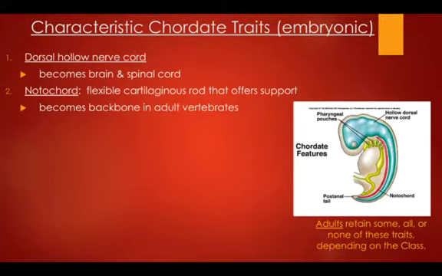The notochord starts off as a flexible cartilaginous rod that offers support. Before we have a true bony skeleton, this is going to remain as cartilage. And in our diagram here, it is this red cord here. So this is eventually going to develop into things like our skeletal system.